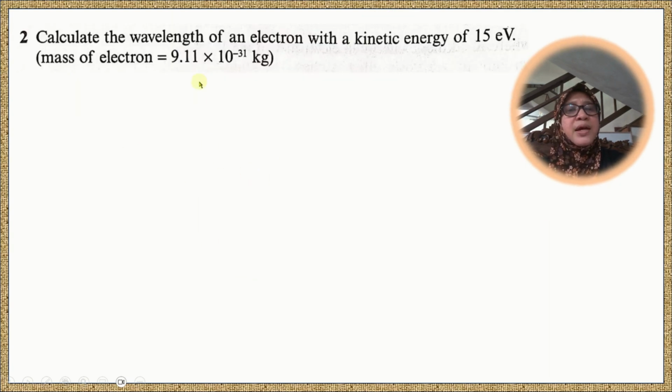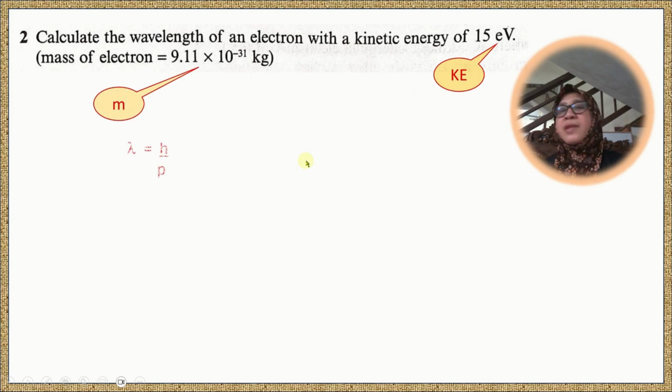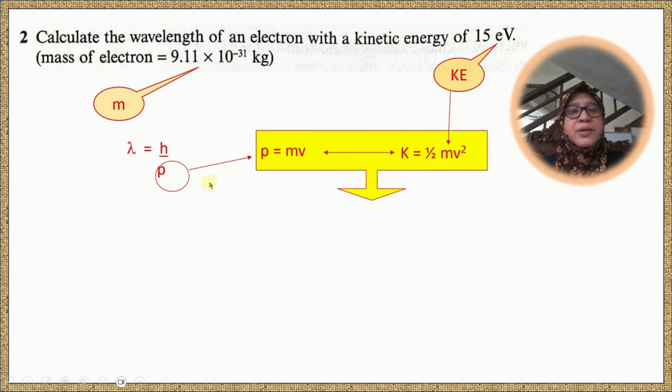Question 2. Calculate the wavelength of an electron with a kinetic energy of 15 electron volt. Given that the mass of the electron is 9.11 times 10 to the power of negative 31 kilogram. This time the question gives the kinetic energy, so how are we going to relate it to the wavelength using the de Broglie wavelength? The de Broglie wavelength equals the Planck constant over momentum. Because kinetic energy is given, we combine it with p to get a new equation.